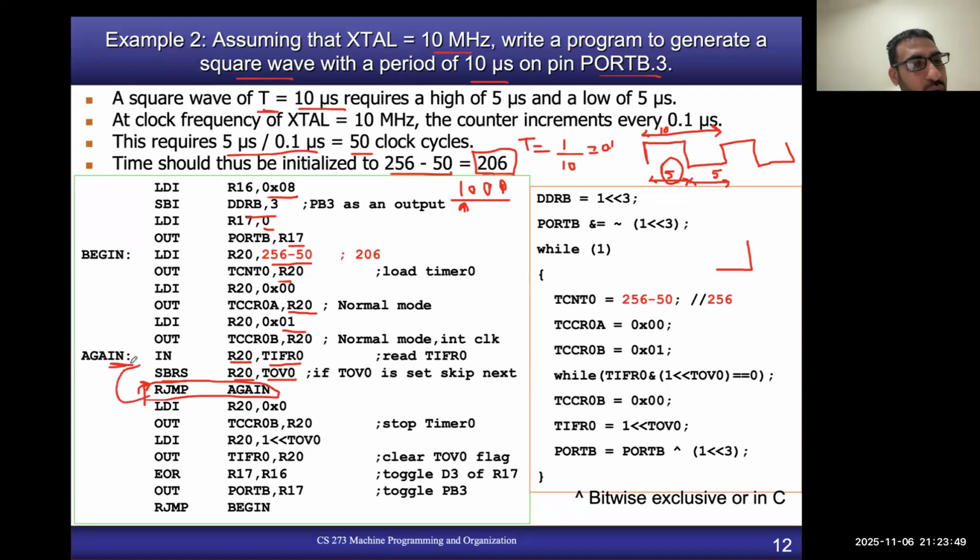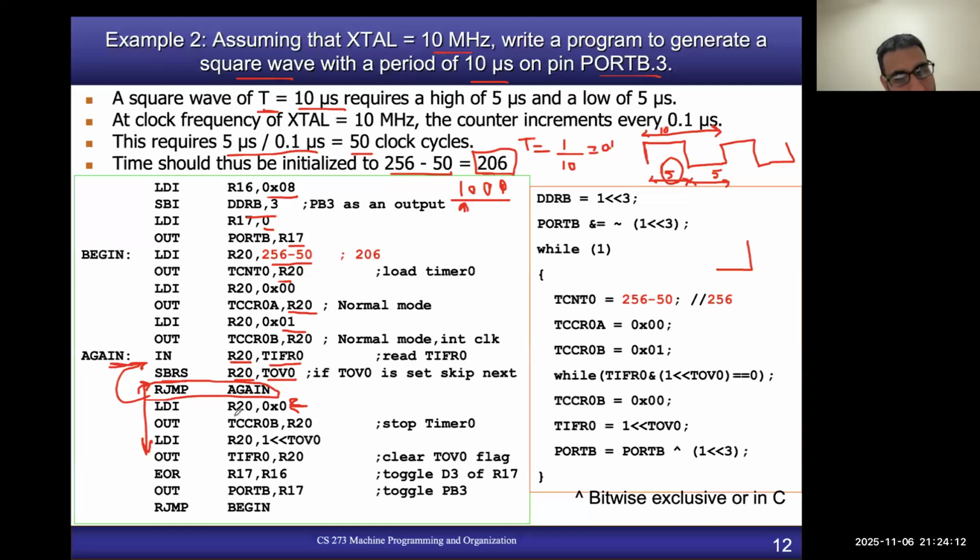If not, we will go back to the again label, which means we will check the flag again, and we will keep doing this as long as the flag is not set. Once it is set, the control will continue to the next instruction. In the next instruction, we are stopping the timer. Again, this code is a little bit lengthy.